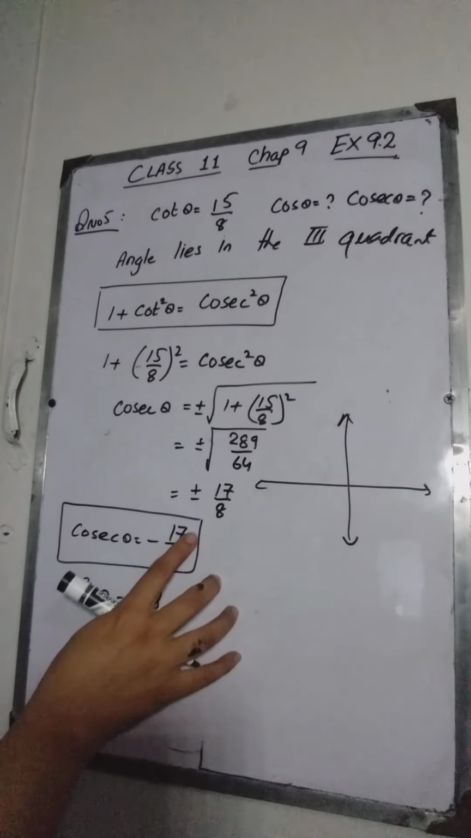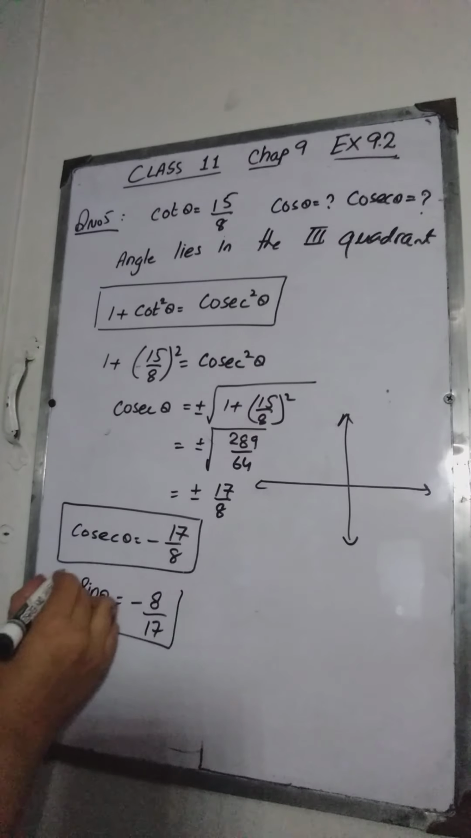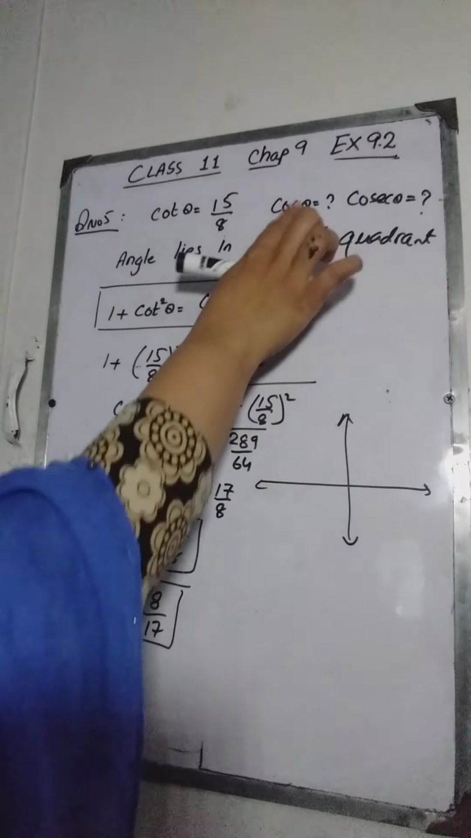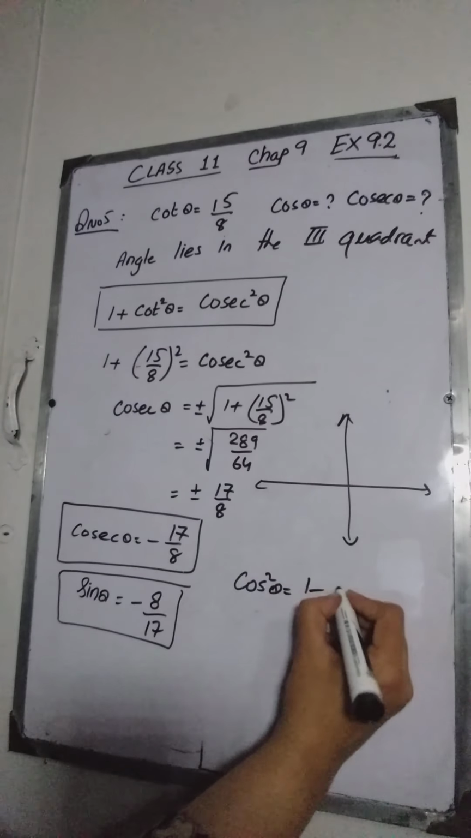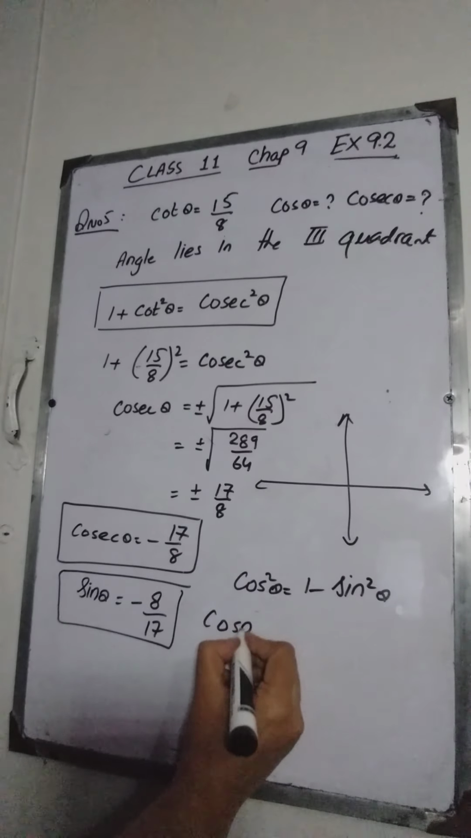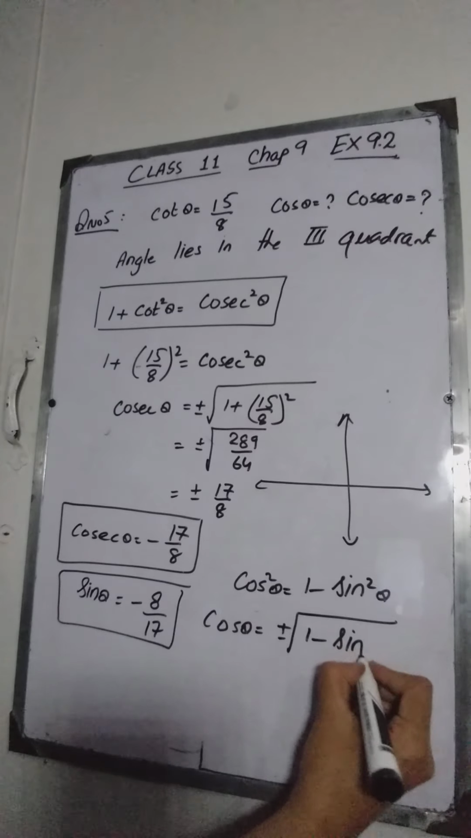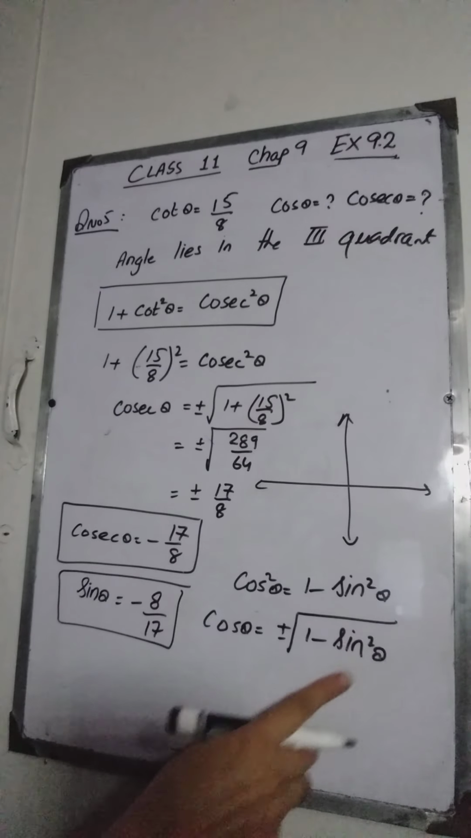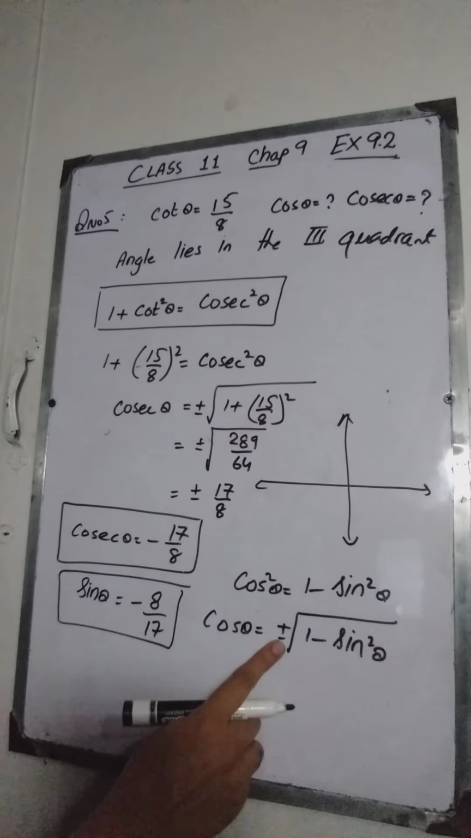The numerator will become the denominator and the denominator will become the numerator. So sine theta will be this. With the help of sine theta we can easily find cos theta. Cos square theta is equal to 1 minus sine square theta, and cos theta is equal to plus minus under root 1 minus sine square theta. But as theta lies in the third quadrant, we will take the negative value of it.